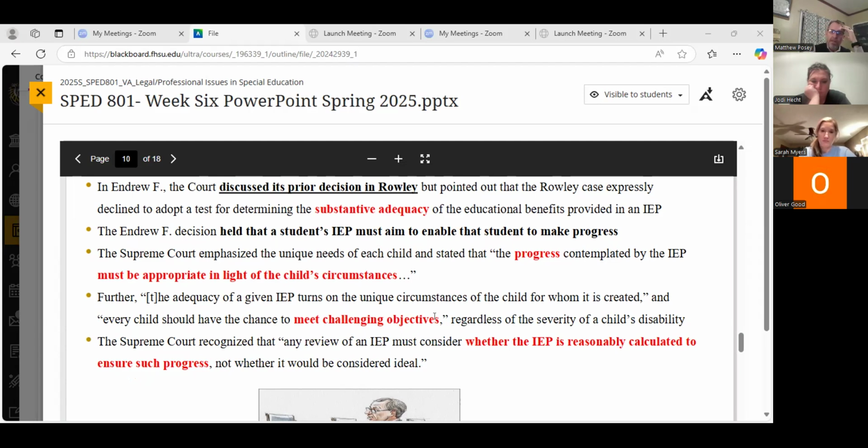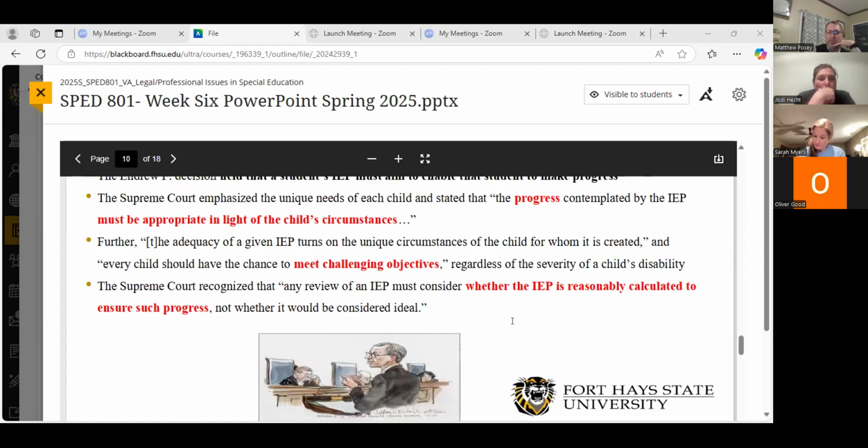Okay? Also, the Supreme Court recognized that any review of an IEP must consider whether the IEP is reasonably calculated to ensure progress, not whether it would be considered ideal. So we want to make sure in those IEPs that we're putting objectives and goals in there, SMART goals. Okay, bound by time, which shows a significant amount of time. We implement the goal, we come back and review it, and determine whether we're making adequate progress.